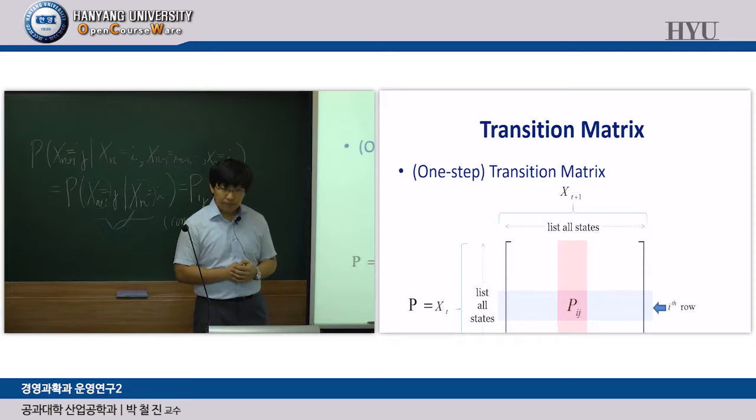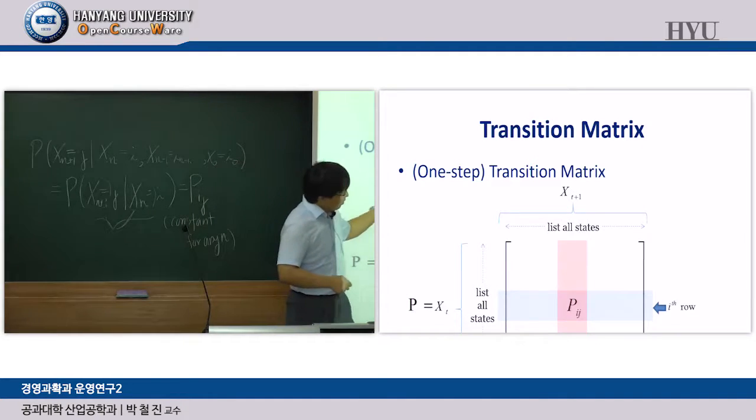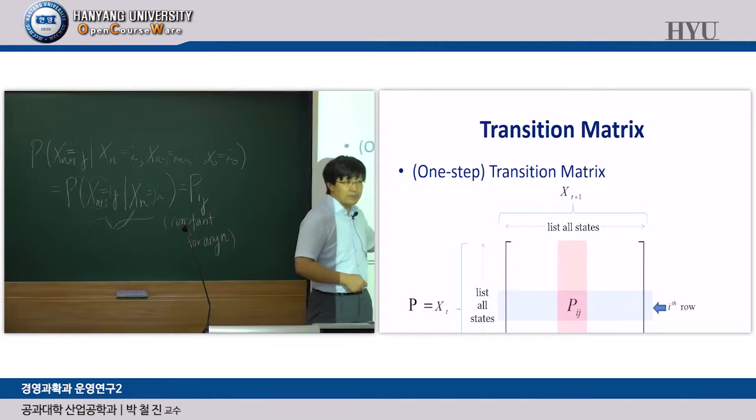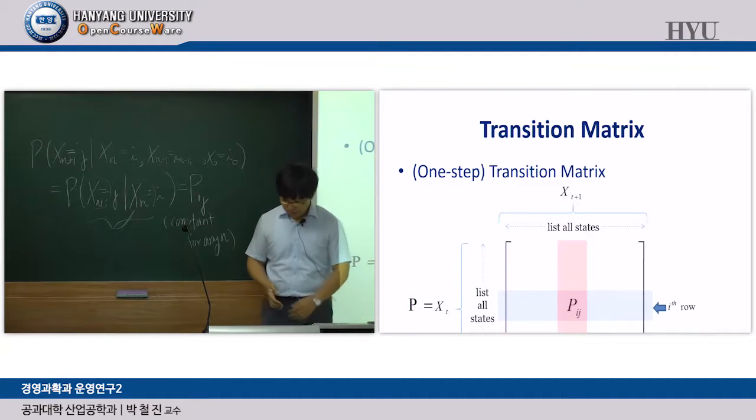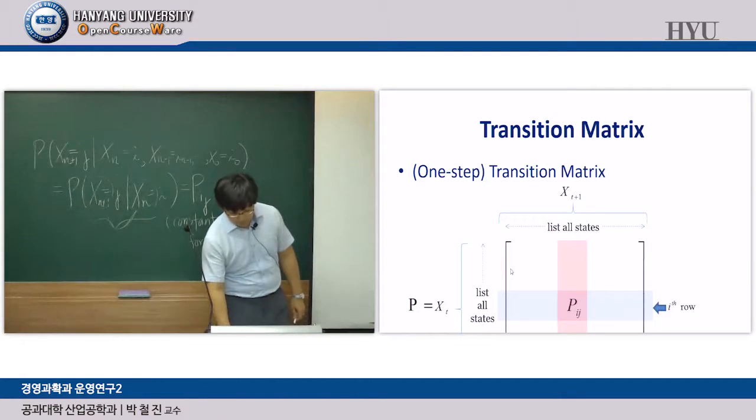Okay, and the row index represents what? State at time n, current time. Okay, and the column index represents state at time n plus 1, one step after. Okay. Can you understand?